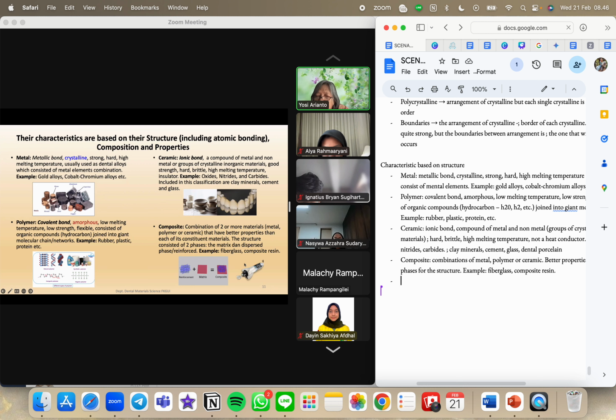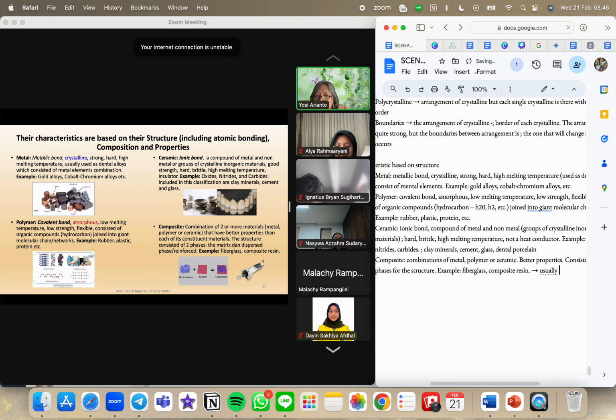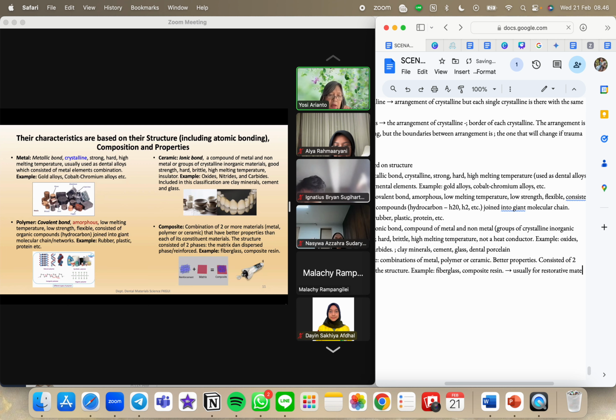In dentistry, we use it as a composite resin for restorative materials for the teeth. Yeah, if you have caries and you would like to restore it, then you can use this dental restorative material like composite resin. Okay.